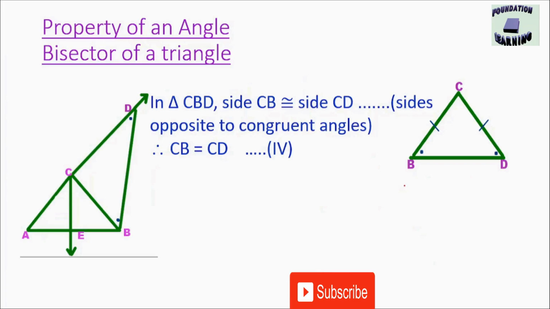Now let's take the triangle. In this triangle, these two angles are equal. Which two angles have we found just now? We have found that CBD and CDB are congruent, right? When the base angles are congruent, the sides opposite to them will be congruent. So that means CB will be equal to CD. That's the next condition. This is the fourth statement.